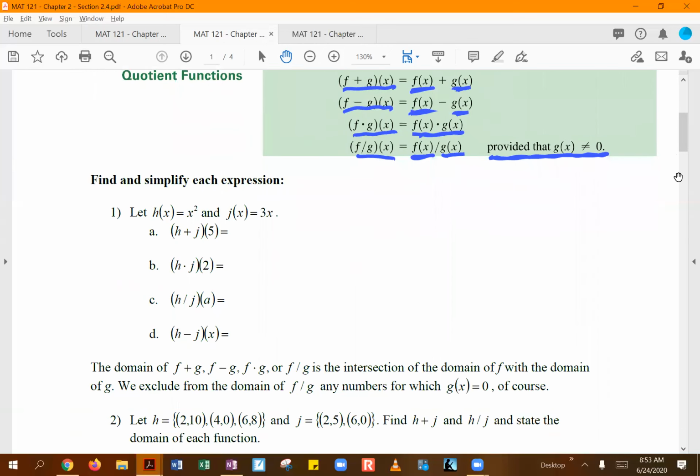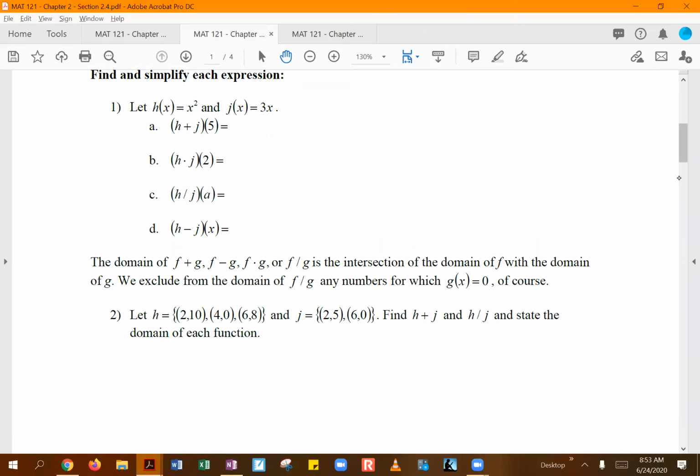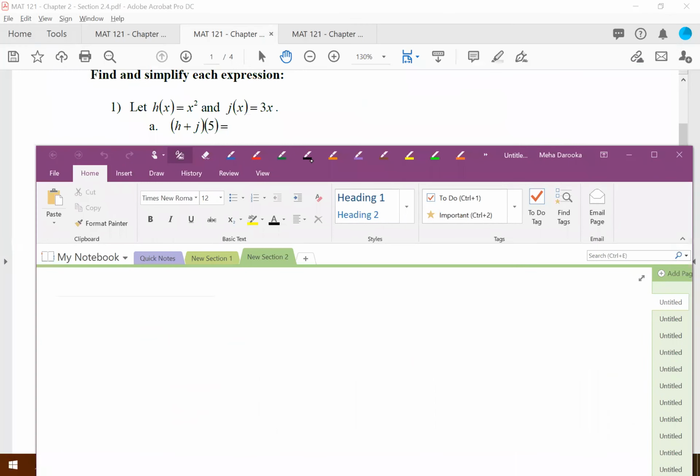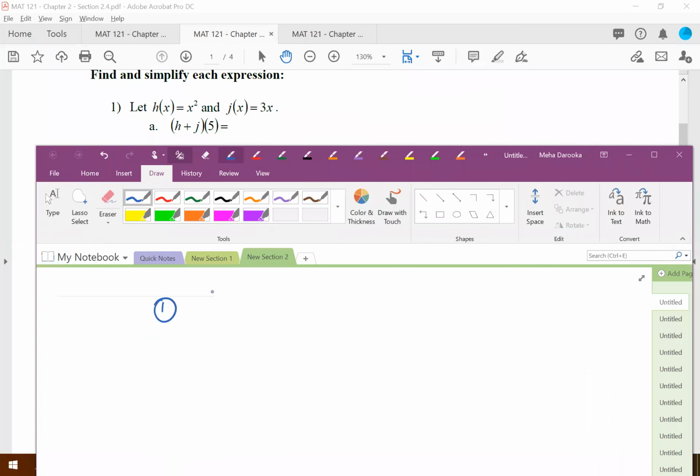So just performing some basic operations here, you can see we are defining our h and j functions over here, and they're asking us to find these different operations. So let's take a look at how we can go about solving this first one over here. So we are given h of x as x squared, and we are given j of x as 3x. For the first part, they're asking us to find the sum of h plus j. But this one, they're actually asking us to find it specifically at number 5.